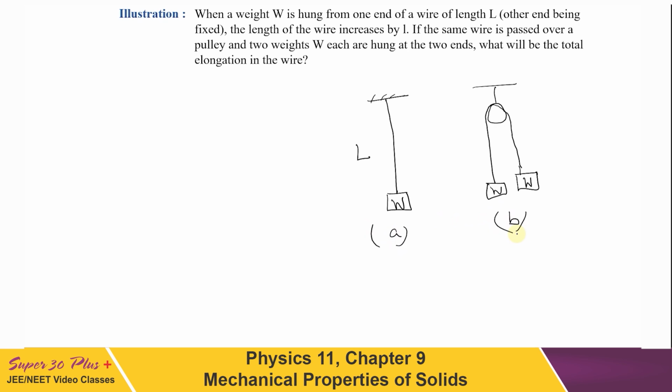We can calculate: if Y is Young's modulus of the material of the wire, A being its area of cross section, then we can write Y to be equal to WL upon A into change in length given by small l, because the force applied is W. From here we can write this small l to be equal to WL upon A into Y.